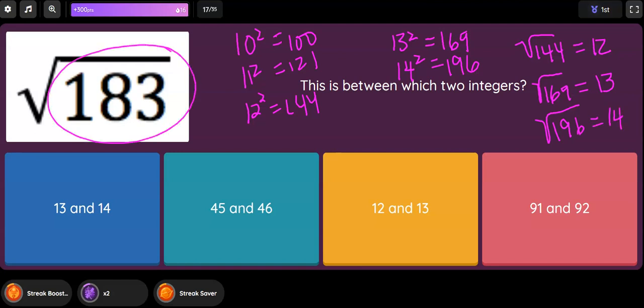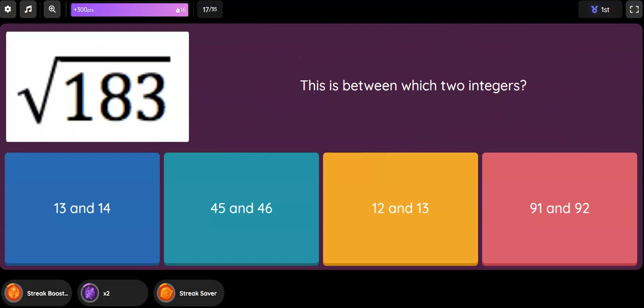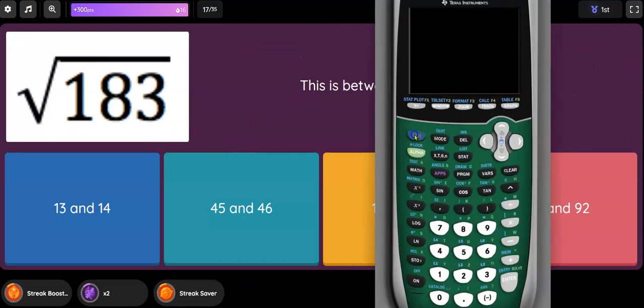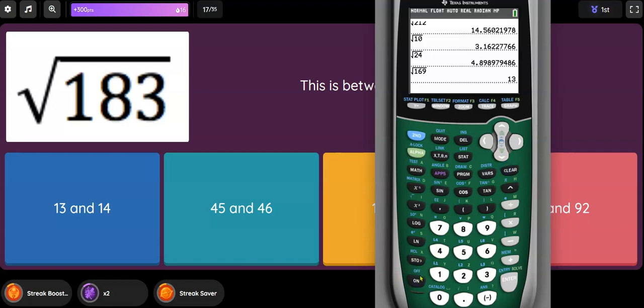So if I asked you what's the square root of 183, you have to understand that that number, whatever it is, would be somewhere in between these two perfect squares. So 183 is in between 169 and 196. So that means it's between the numbers 13 and 14. And if you were unsure of that, you could use your calculator to find the square root of 183. Square root of 183 is 13.52. So that's between 13 and 14.